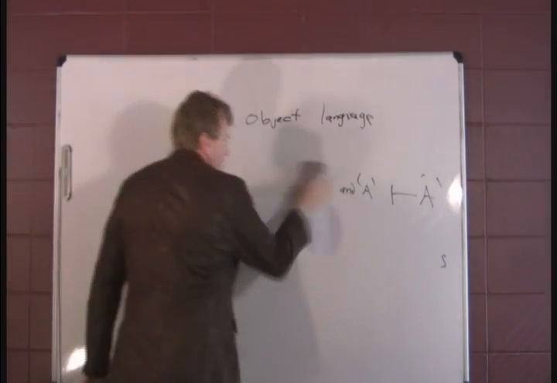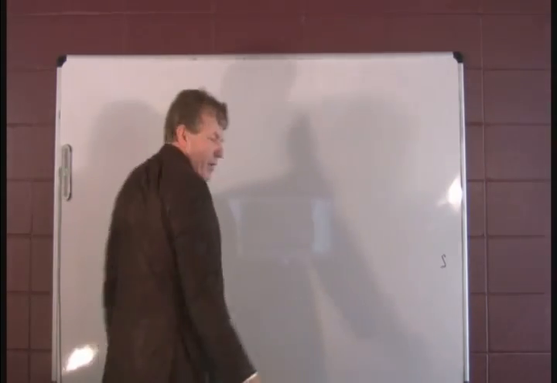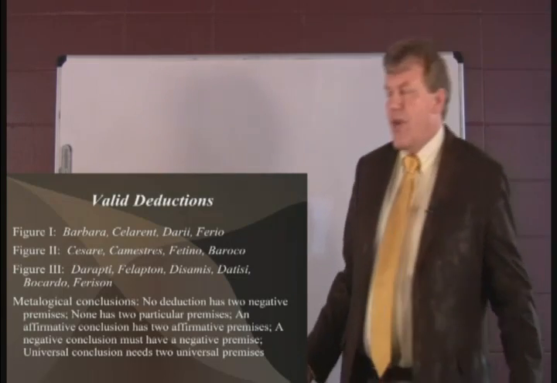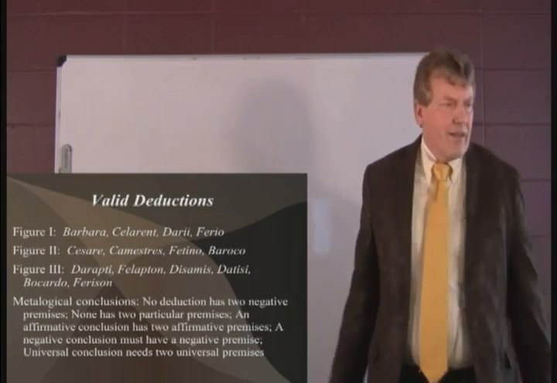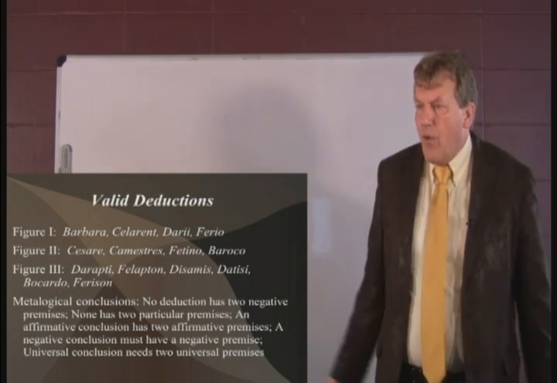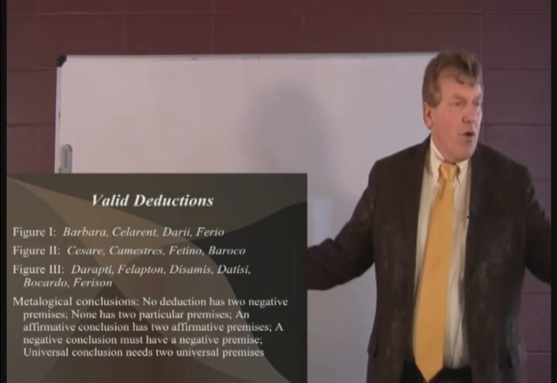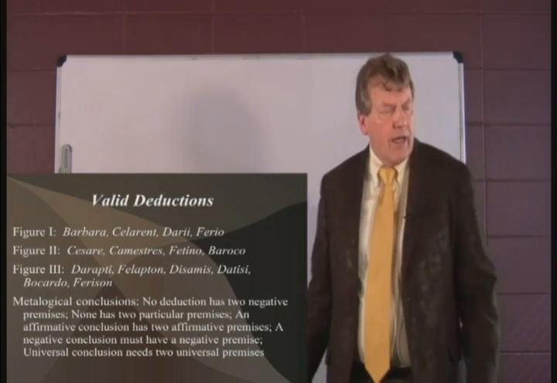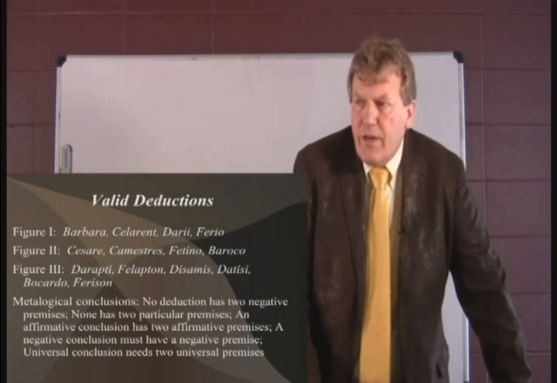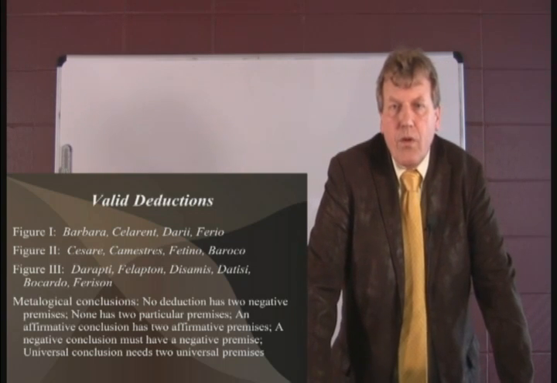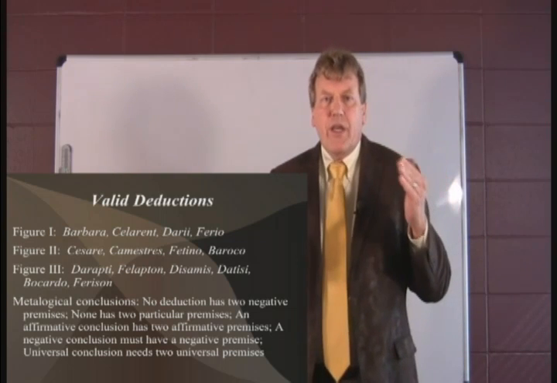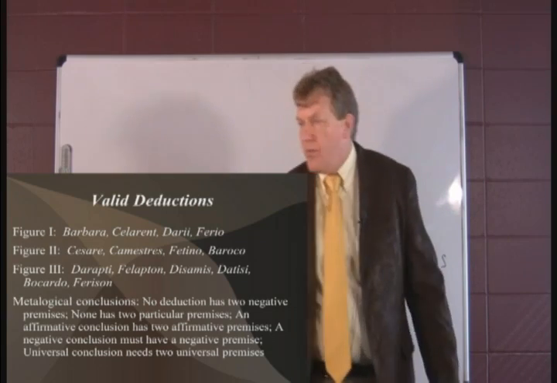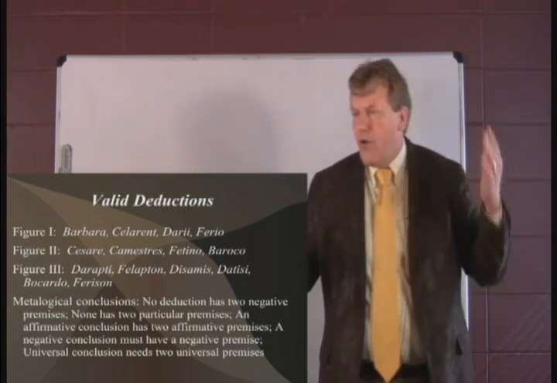So Aristotle gives us some elementary metalogical conclusions. No deduction has two negative premises. Now what he means here is no valid deduction. From two E's you can't go anywhere, right? From two O's, you can't go anywhere. From an E and O, you can't go anywhere. You don't have a valid argument if you have an E and an O. From two particular premises, you can't go anywhere. You don't have a valid argument from an I and an O, or an I and an I, or an O and an O.